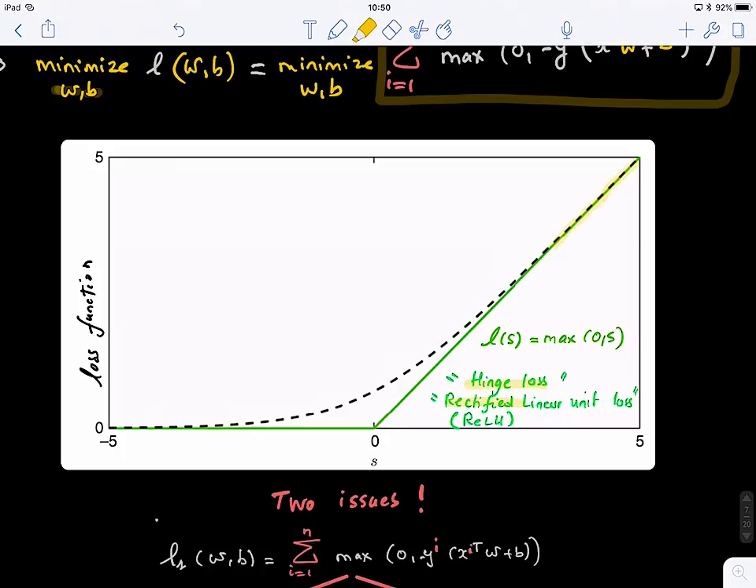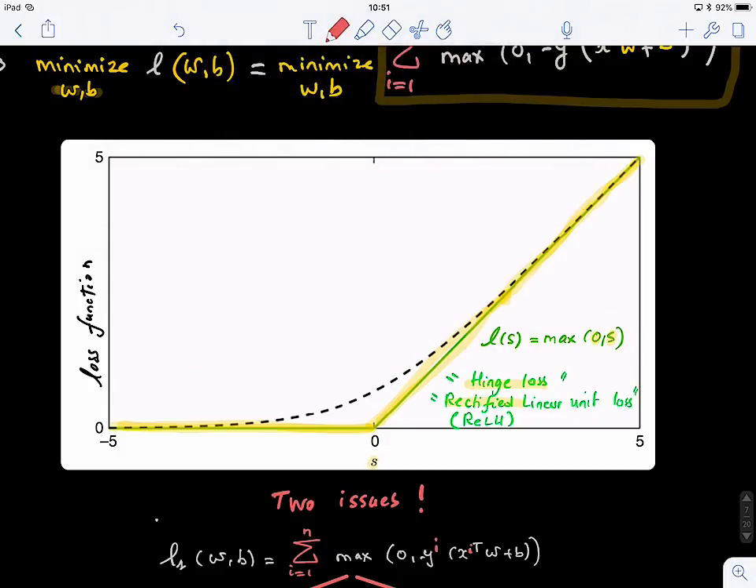So here, what do you notice about our green max function? This is exactly max of 0 and s, where s is a variable, right? So for values that are negative, it's always 0. And for values that are positive, we get exactly the same value. Okay? Now, this loss function has two issues. What are those? Can you think about two issues?